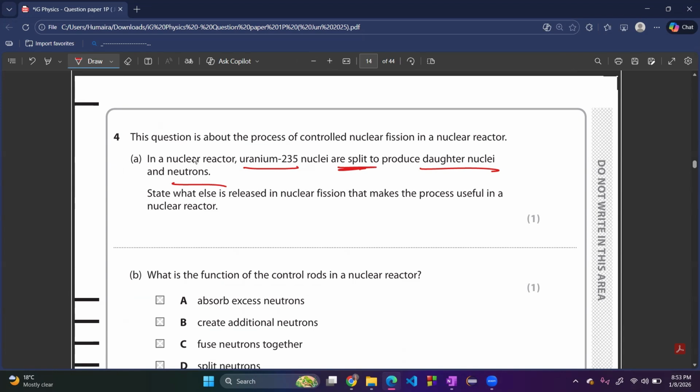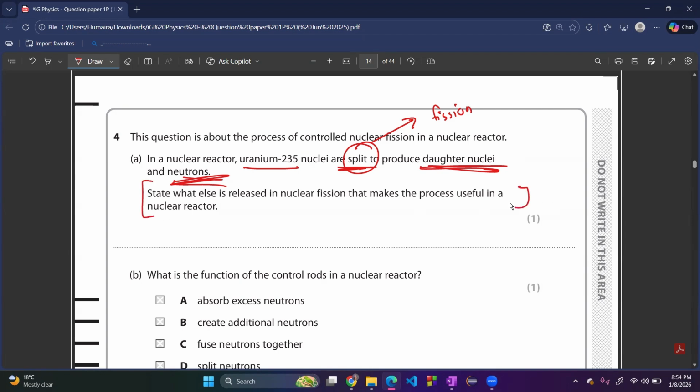So fission, the word fission basically means to split. So what do we do here? We split the nucleus of uranium-235, which produces daughter nuclei and some neutrons. There is something else that is also being produced, and they have asked you what other thing is being produced.